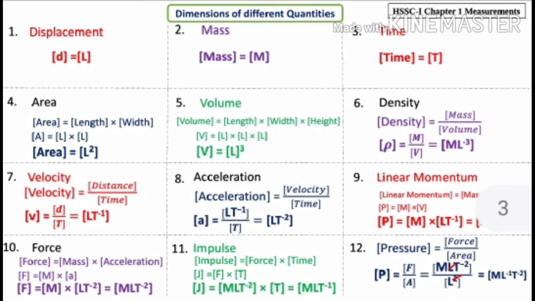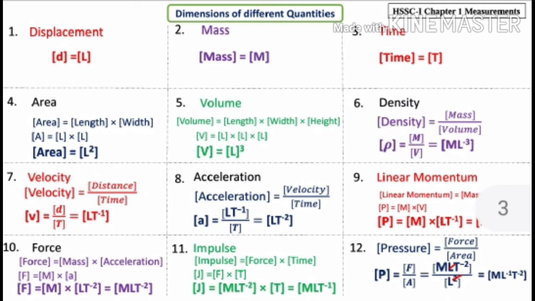Next, volume. Volume is represented by the formula length multiplied by width multiplied by height. I already explained that height is also a length, and its dimension is L. So length dimension is L, width dimension is L, and height dimension is L. So L multiplied by L multiplied by L becomes L cube. So the volume dimension is capital L in square brackets, cubed.